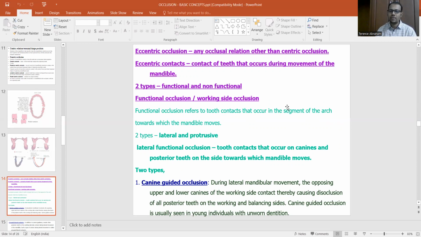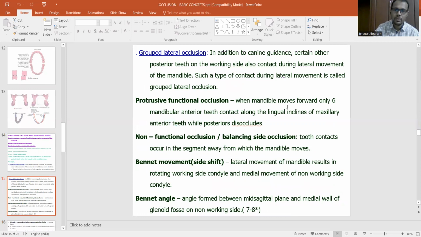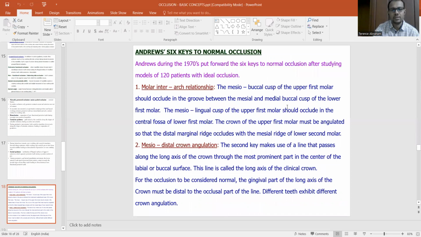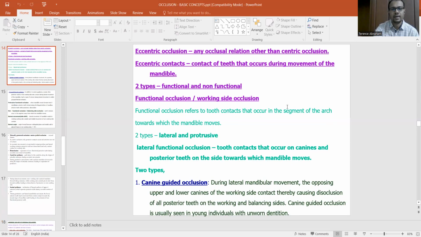That is lateral functional occlusion. There are two types of lateral functional occlusion, canine guided occlusion as well as grouped lateral occlusion.